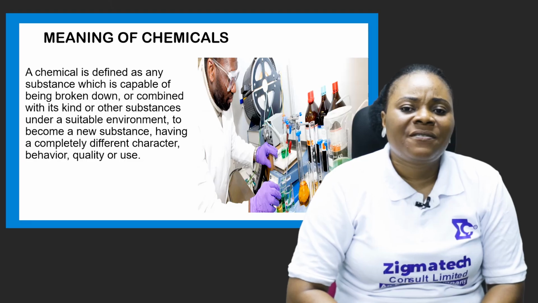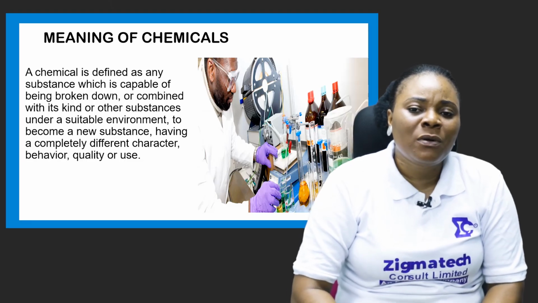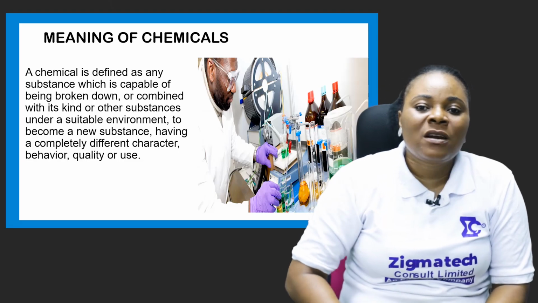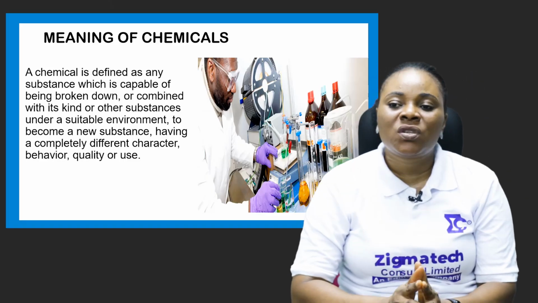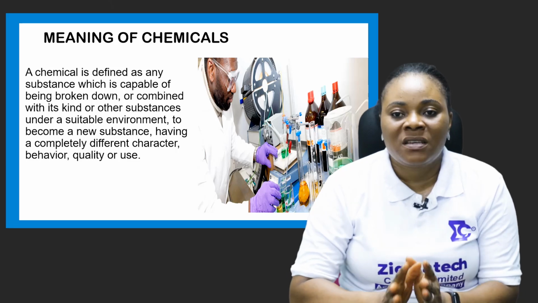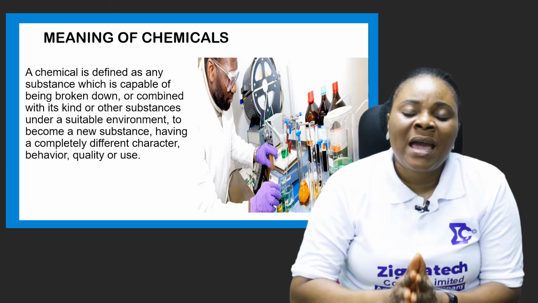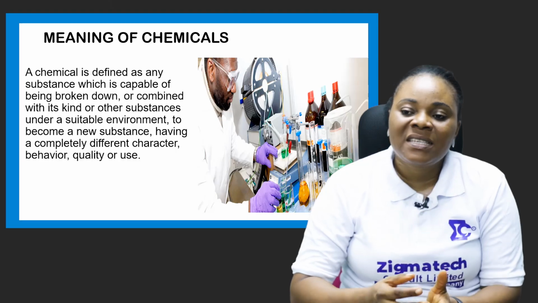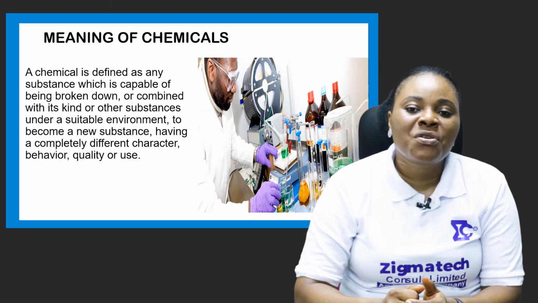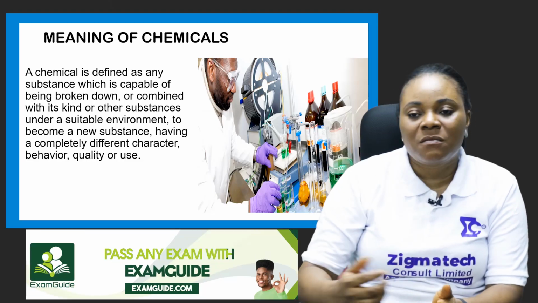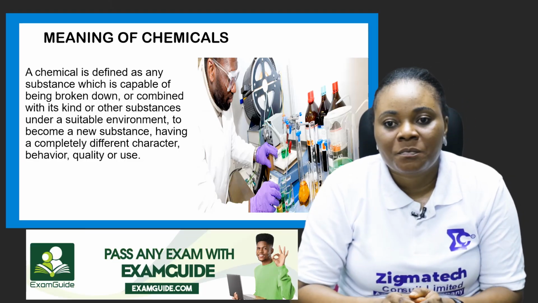A chemical can be defined as a particular substance that is capable of being broken down and then combined with its kind or other substances under a suitable environment. What do we mean by this? When a chemical is in the raw form, it is still mixed with other chemicals to be able to create something that is entirely different from its original form.